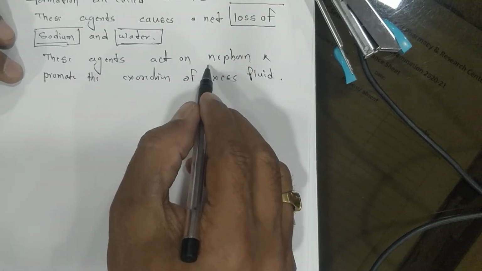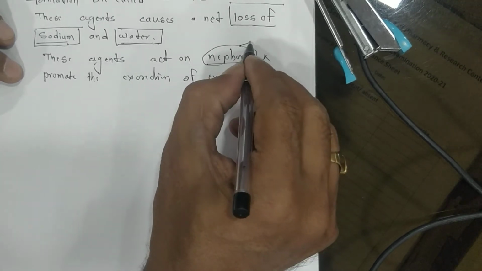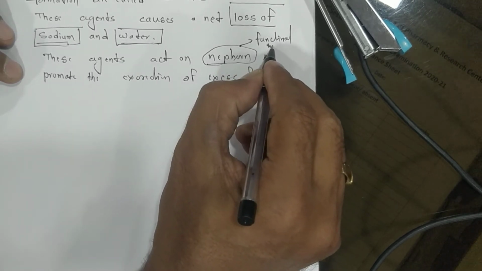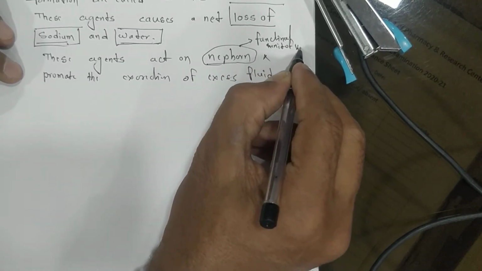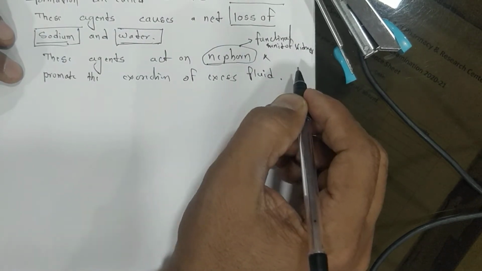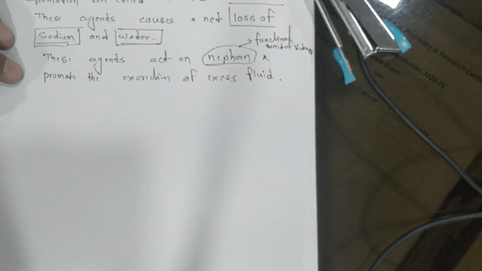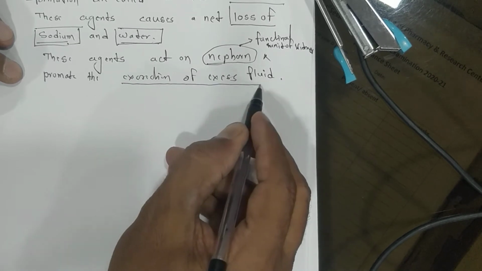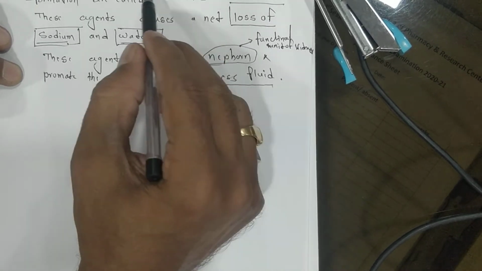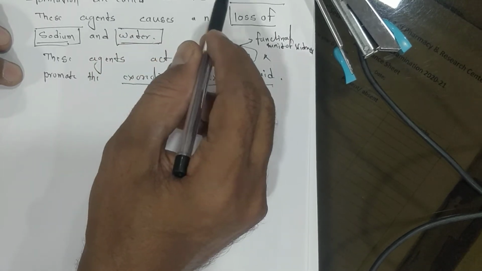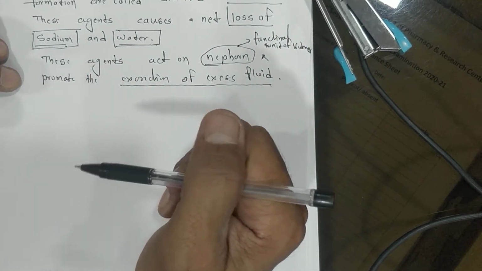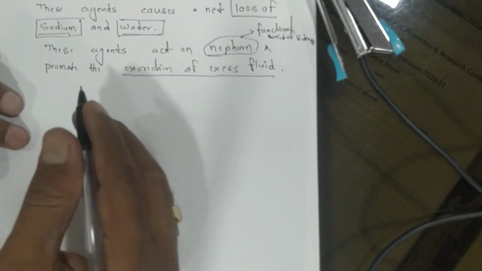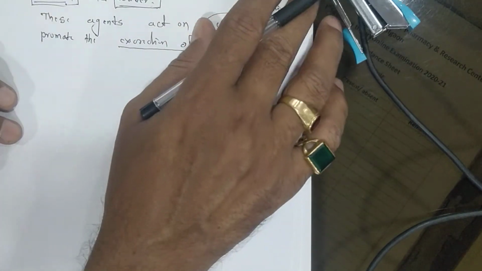Now these agents act on the nephron. The nephron is a functional unit of the kidney. It should be present in the kidney. These are responsible for formation of urine. These agents are responsible for promoting the excretion of excess fluids. That's why they increase the rate of urine formation, and urine output increases. That's called diuretics. It's a functional unit of the kidney.